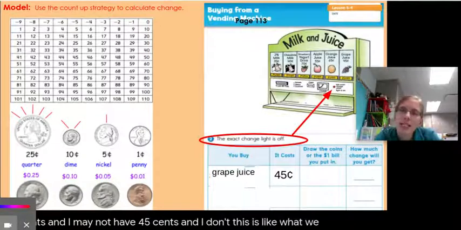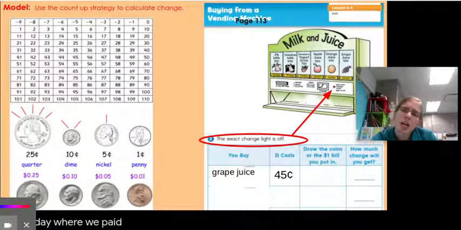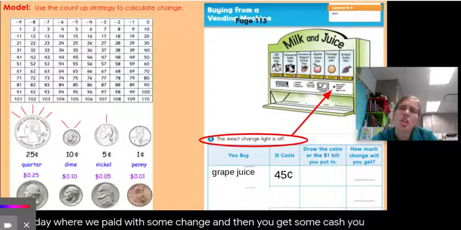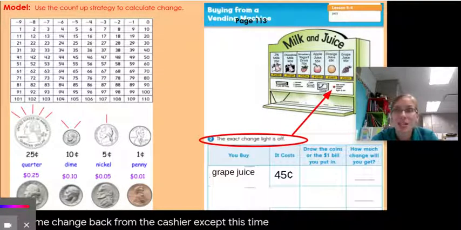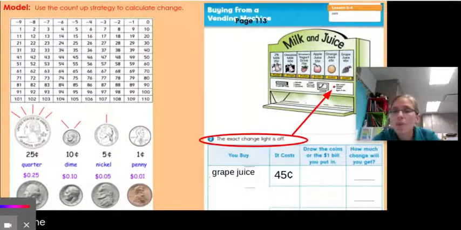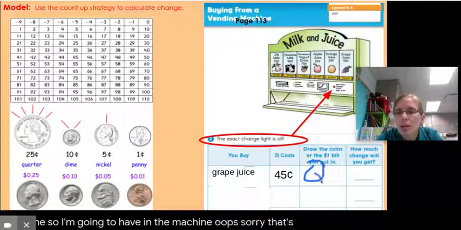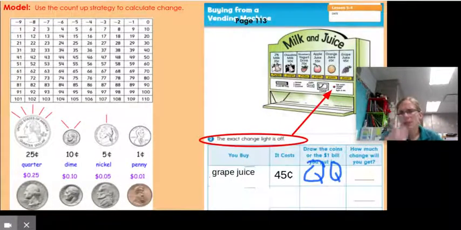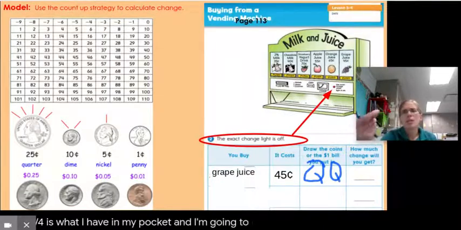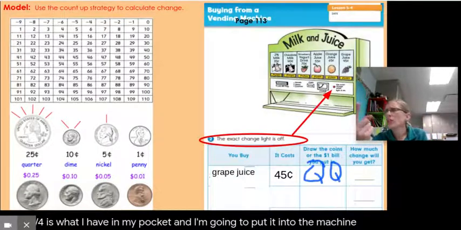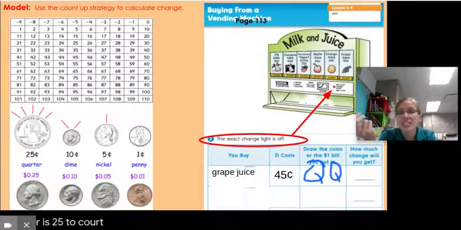This is like what we did yesterday where we paid with some change and then you get some change back from the cashier, except this time it's not a cashier, it's a machine. So I'm going to have in the machine 2 quarters. 2 quarters is what I have in my pocket, and I'm going to put it into the machine. 1 quarter is 25, 2 quarters is 50.